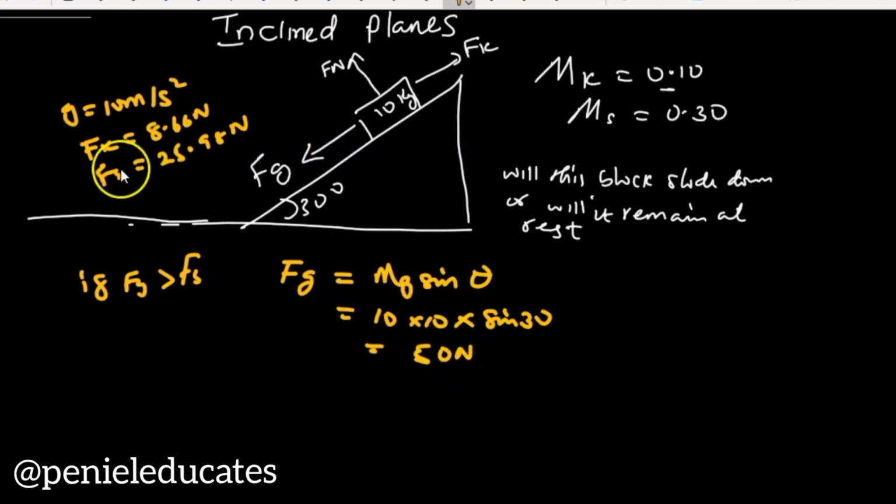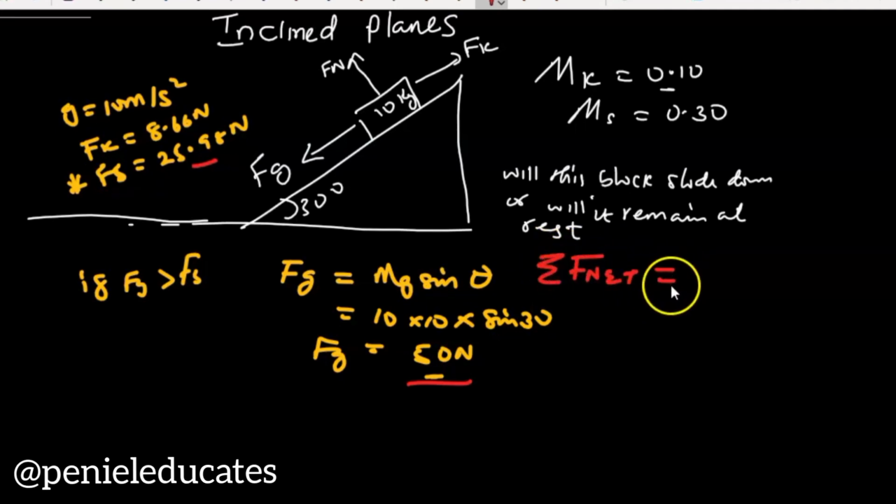Now, don't forget that we have our Fs, which is the static friction, to be 25. Fg is 50, so this one exceeds this. What it means is that the body will slide down, because the Fg exceeds the static friction. Now the net force is going to be sliding down. Don't forget this one is going down and this one is going to be opposing it.